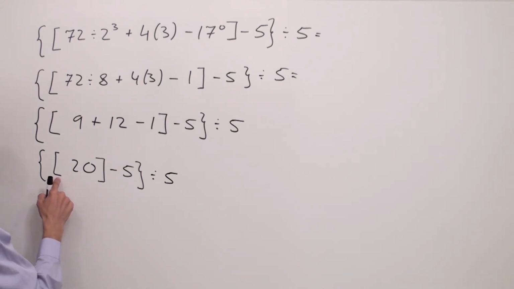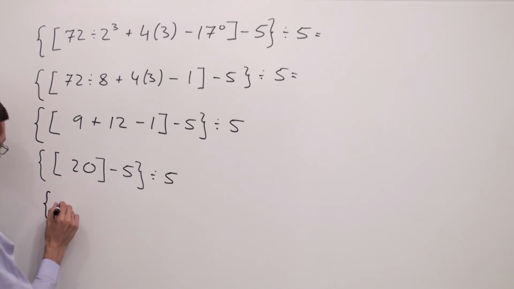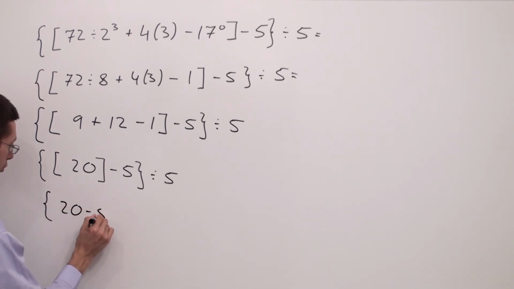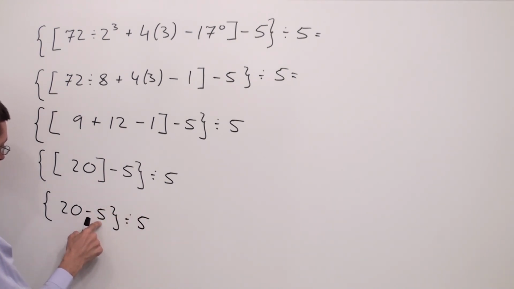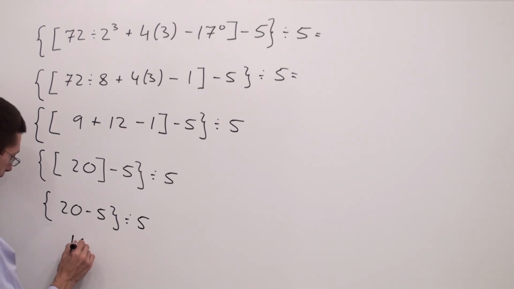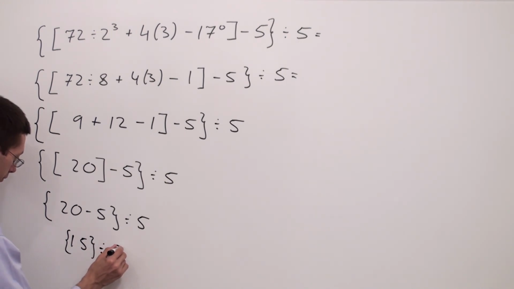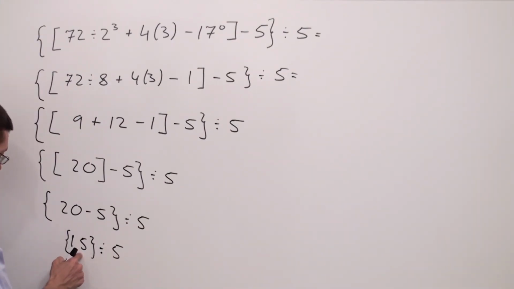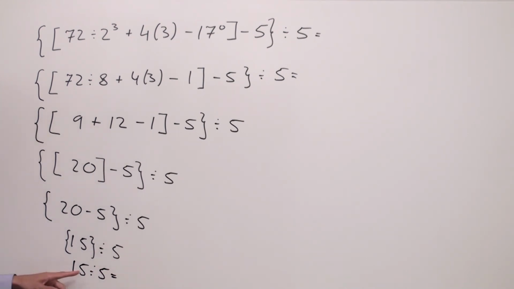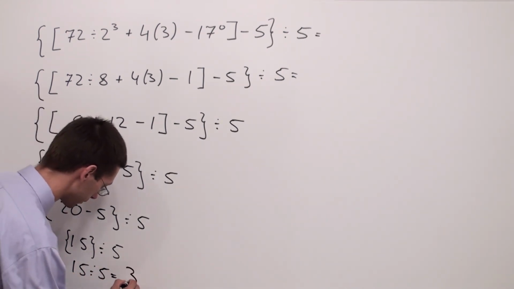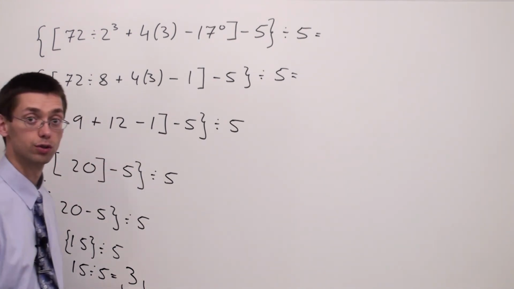Next, I'm supposed to take off the brackets. I can rewrite this as 20 minus 5 divided by 5. 20 minus 5 is equal to 15, divided by 5. Because I have just one number inside of the braces, I can write 15 divided by 5. 15 divided by 5 is equal to 3. And this is the solution to my problem.